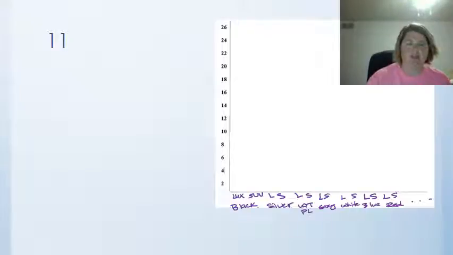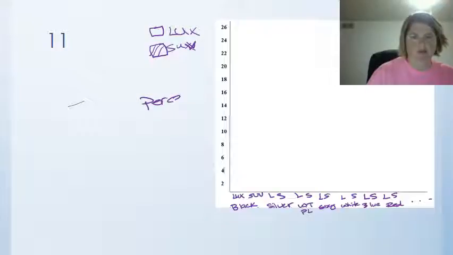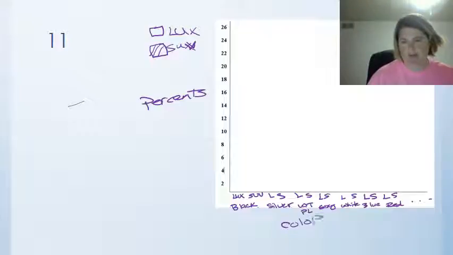The other thing that you need to do is make a legend, sorry. So luxury will get blank boxes, and SUV will get ones that have lines through it. SUV, not X. Okay, so then we would go for each one of these totals. So these are percents, since the data is in percents. And then down here is colors by type.